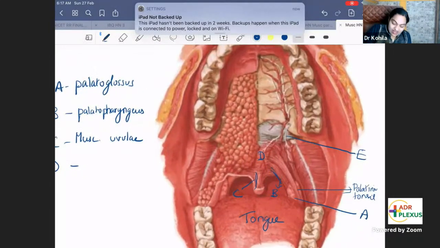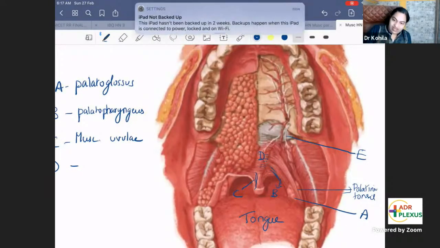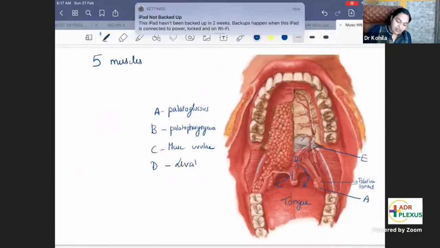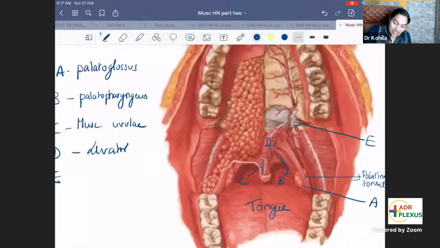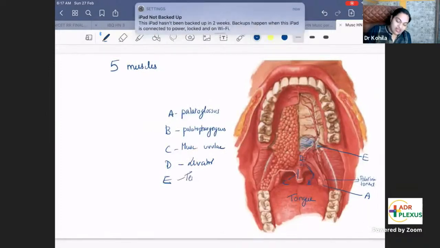D, yes, you see the fibers of levator veli palatini between the origin of palatopharyngeus. Yeah, very good, very good. That's the levator. Now E, what is the one left out? This is your pterygoid hamulus. That's the tendon of tensor veli palatini, which is going to expand and form the palatine aponeurosis. So E is tensor veli palatini.